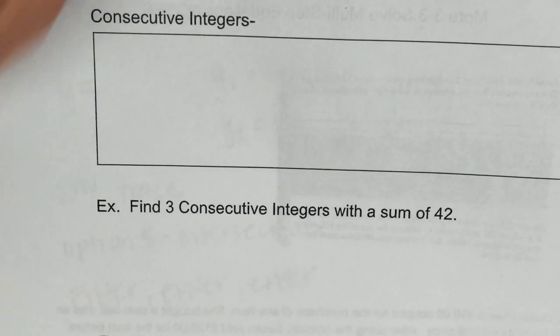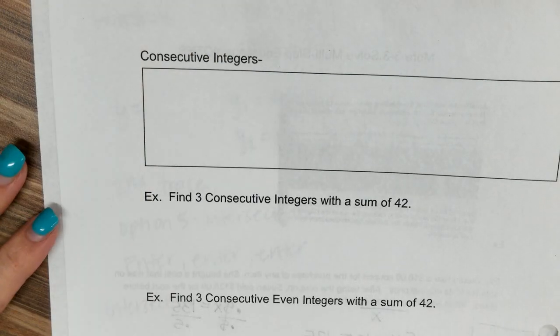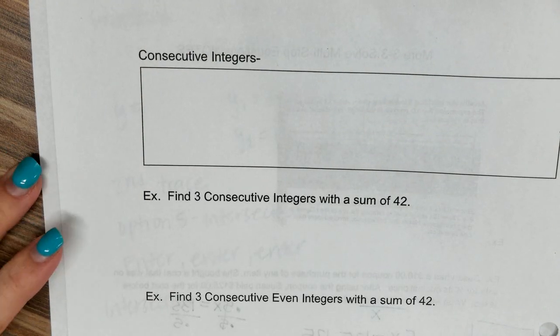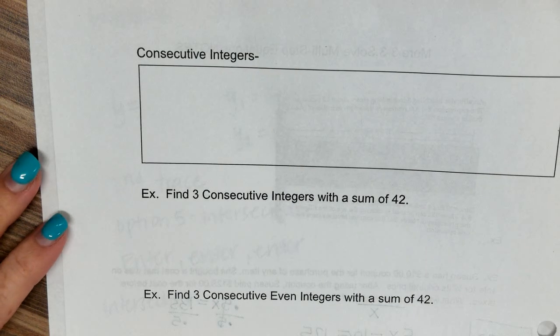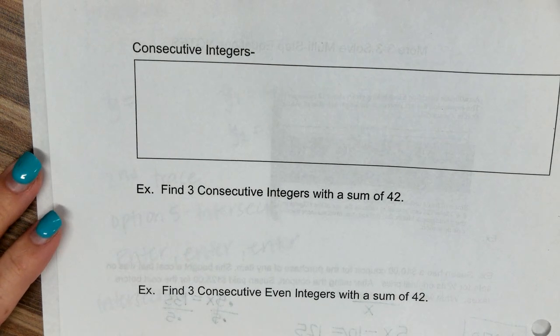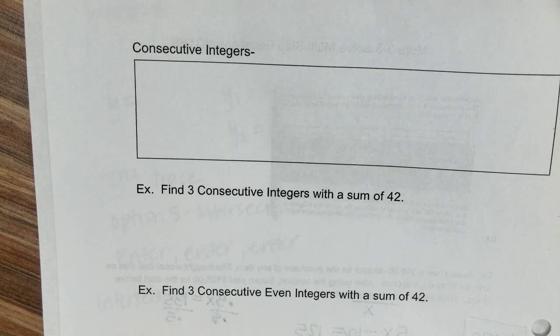All right, now we're going to learn how to write word problems that sound super crazy. Okay, this is actually way easier than it seems. Do y'all know what an integer is? What's an integer? 1, 2, 3, 4, or -1, -2, -3, right? What is a consecutive integer? Consecutive means one after another. So what's consecutive with 1? 2. Are y'all with me?